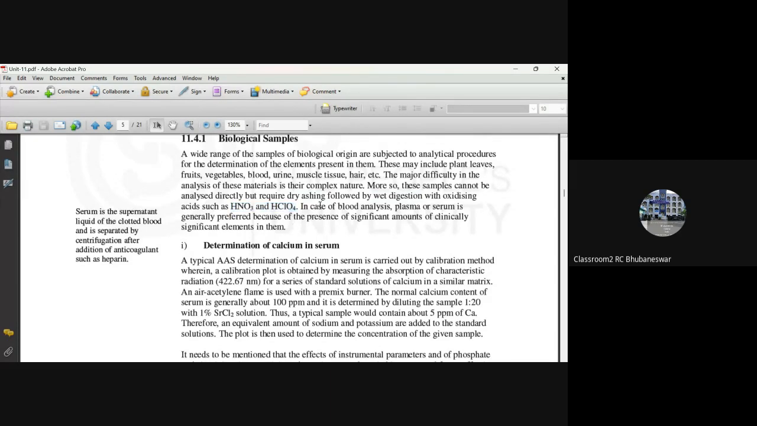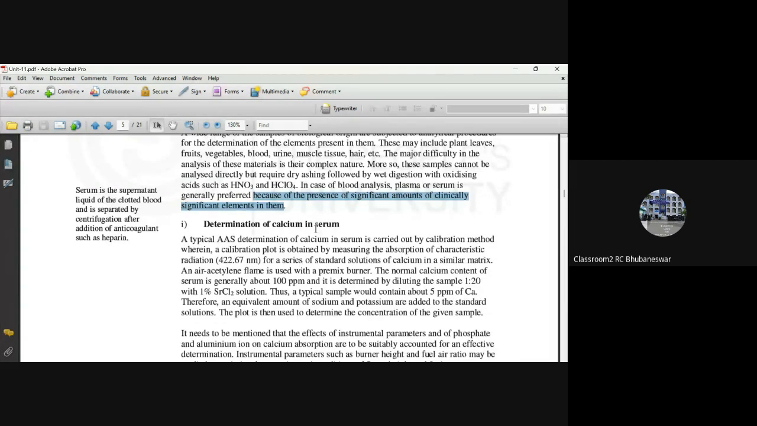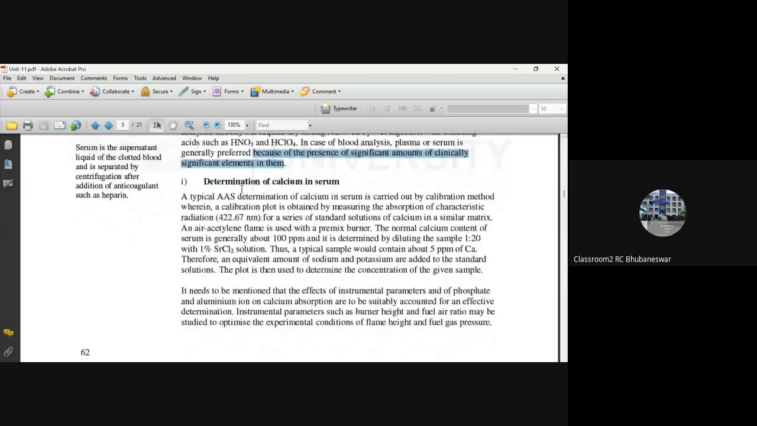In case of blood analysis, plasma or serum, plasma means here blood plasma we are talking about, not the plasma which we used in the spectroscope. So, in blood analysis, plasma or serum is generally preferred because of the presence of a significant amount of clinically significant elements in them. Because of health science purposes, these are mostly preferred. And here, how to determine the calcium in serum. Calcium percentage goes down if your age is increasing.